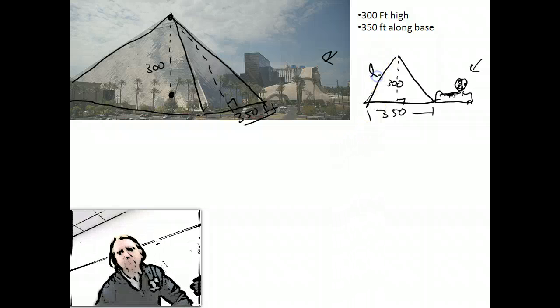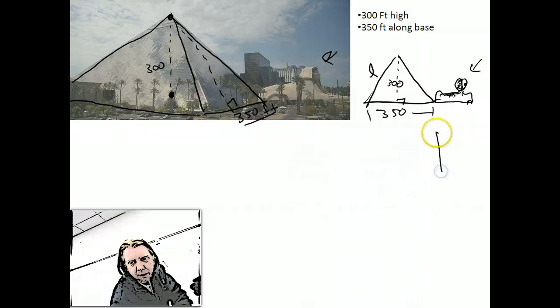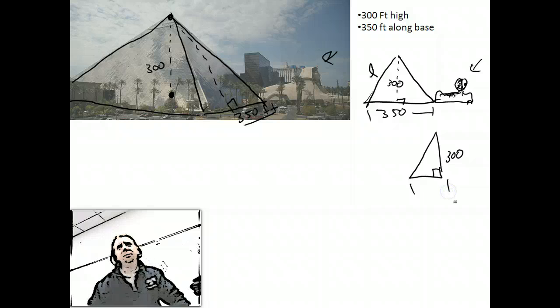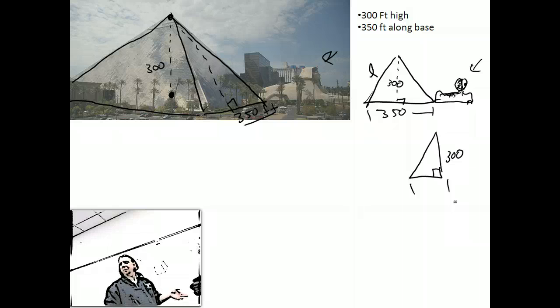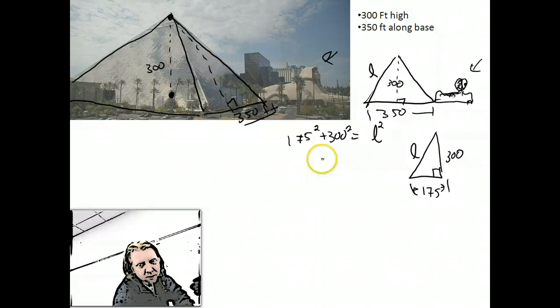So how do I get the slant? Go back to the Pythagorean theorem. So let's go ahead and make a right triangle. That's 300 here. How long is this? It's not 350. What's half of 350? 175. And now I can find the slant. So in this case, 175 squared plus 300 squared is equal to L squared. And then do a little bit of arithmetic.